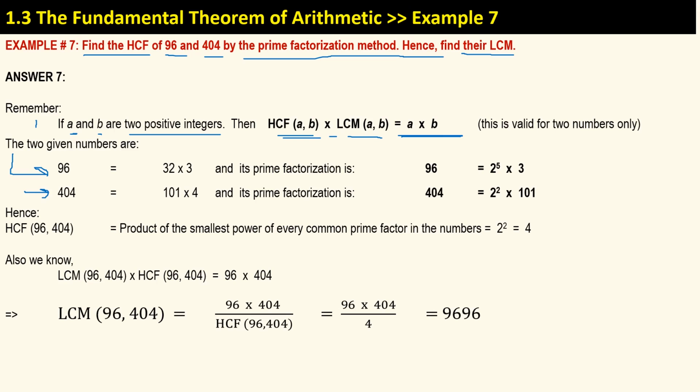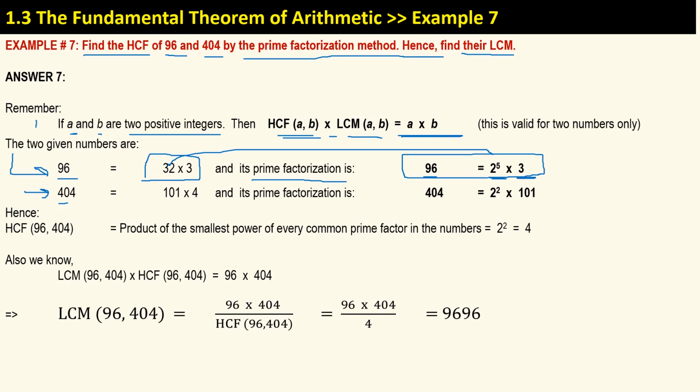To make our life easier, let's first take 96 and create some factors of it. In our case it is 32 multiplied by 3, and now let's further decompose them to get the prime factors of 96. We decompose it further and we get 2 raised to power 5 and 3. These are prime numbers, and this is the prime factorization of 96. Similarly, 404 we decompose into 101 multiplied by 4, and further decompose it into the prime factorization of 404. We get 2 raised to power 2 and 101.